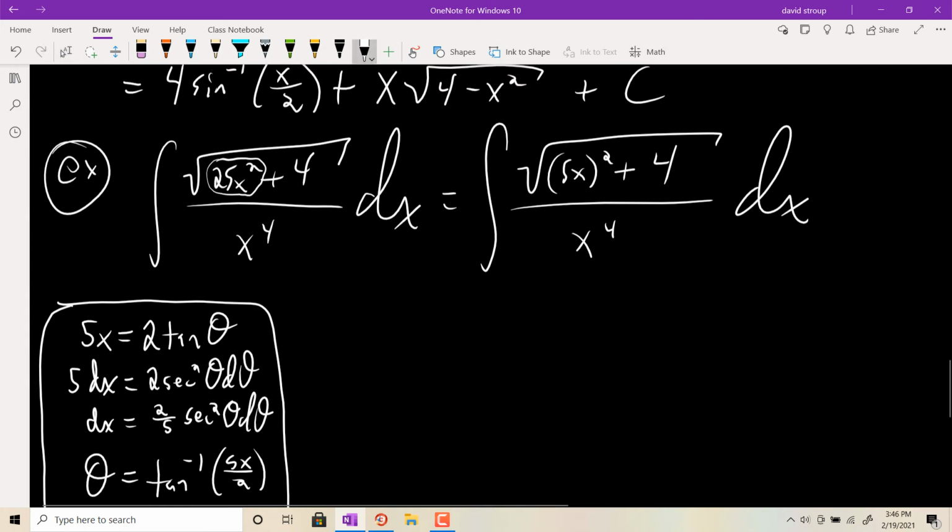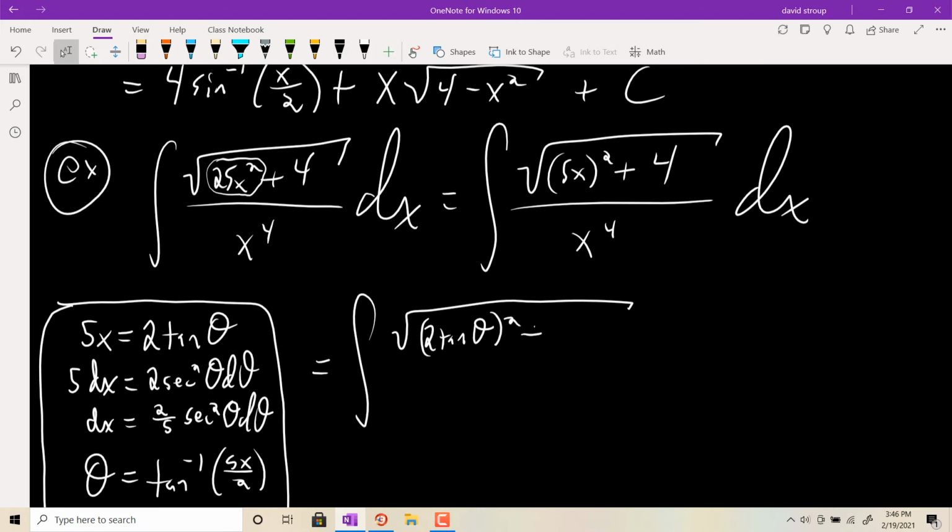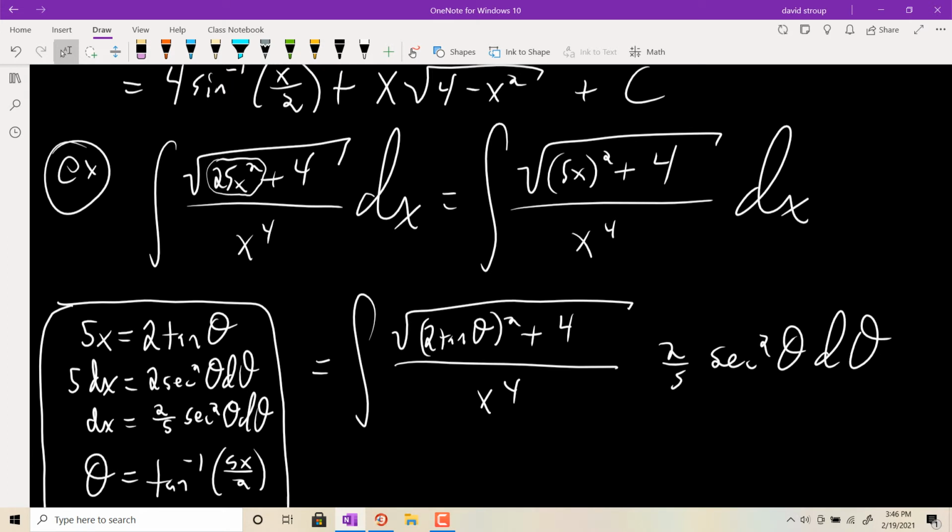And start our subs. So we have the integral of the square root of, and what is 5x? 5x is 2 tan theta, squared plus 4, all over x to the 4th, and then dx will be 2/5 secant squared theta d theta.